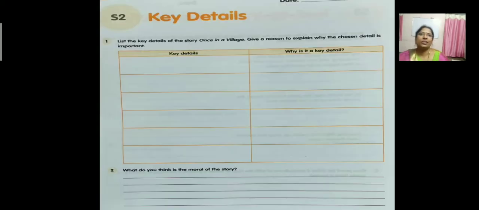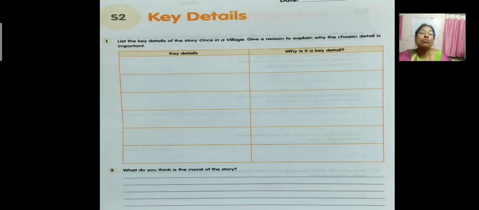Yes, very good. Now, you can open your workbook to page number 41. In page number 41, S2. Already I think we have done S1, children, isn't it? So now here you can see S2, this is key details. What is this key details? What do you know about these key details? Key details are the important points which are in the lesson.